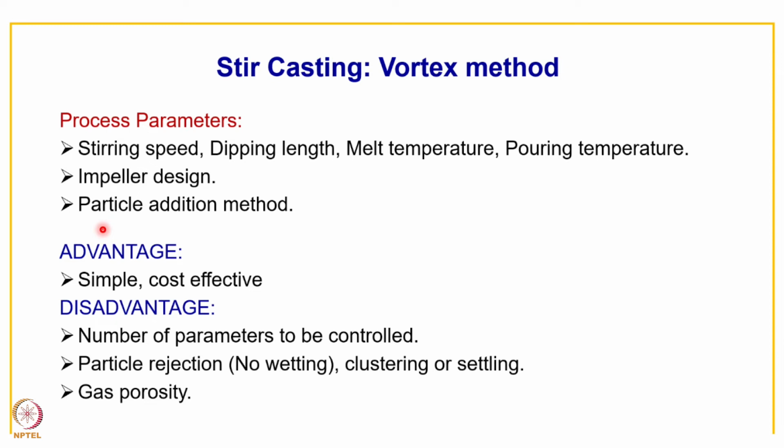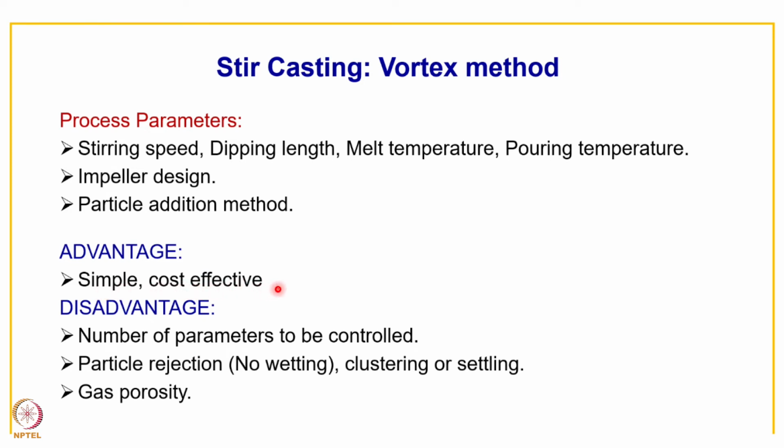So these are the main process parameters. Mainly you will have to look at the temperature, the processing temperature, and the stirring speed of the impeller. So for every material you may have to optimize these parameters. So the advantage of this process is that it is a simple and a cost-effective method.